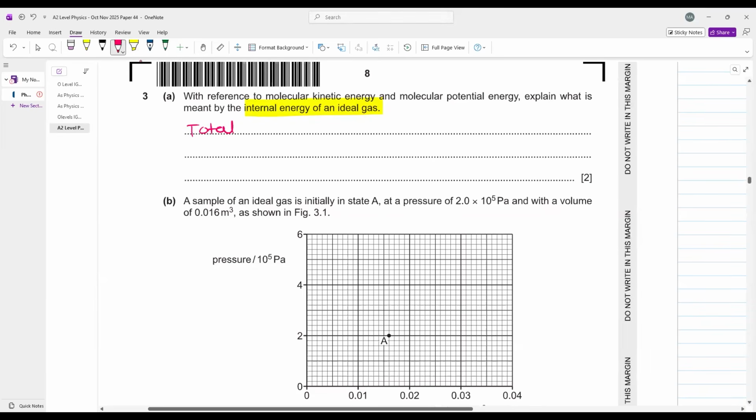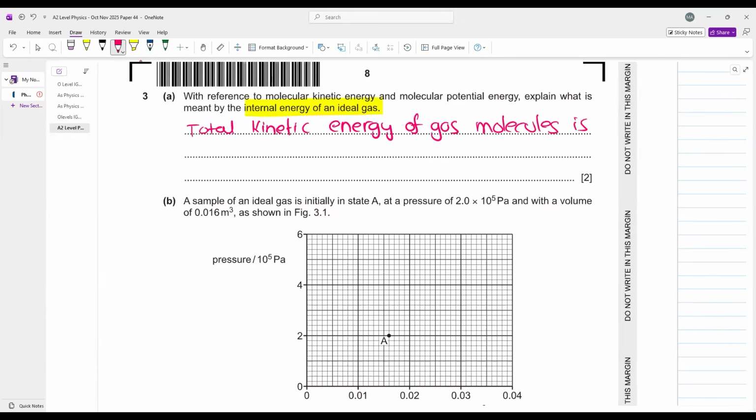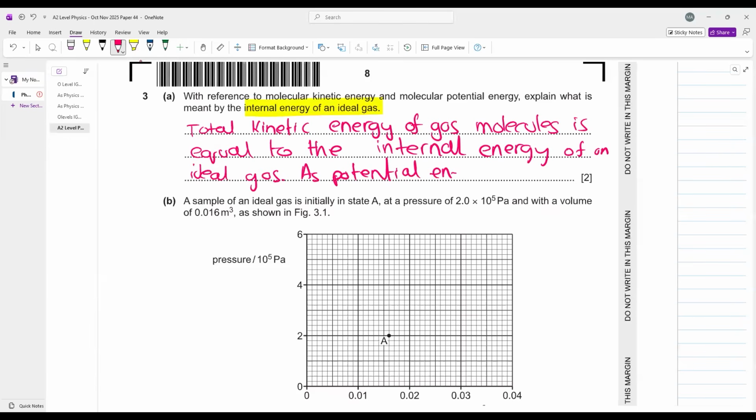Total kinetic energy of gas molecules is equal to the internal energy of an ideal gas as potential energy of an ideal gas is zero. Simple. आगे बढ़ते हैं.